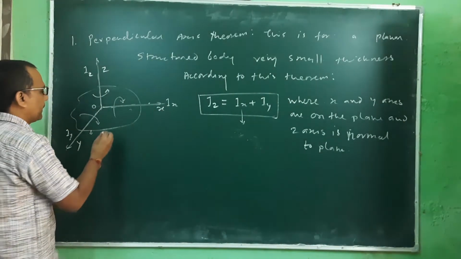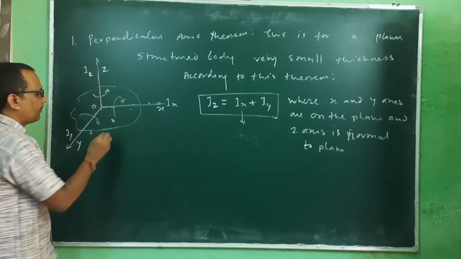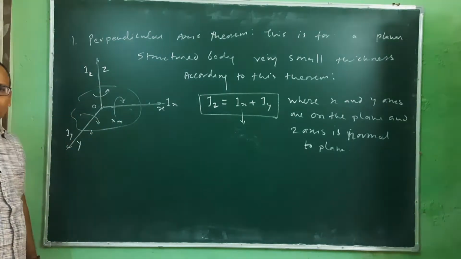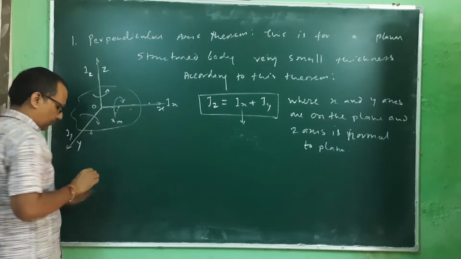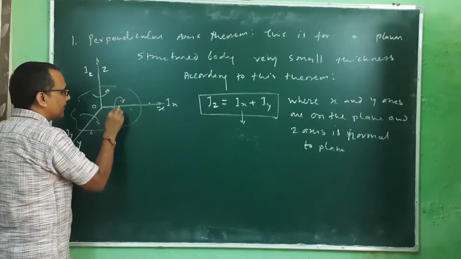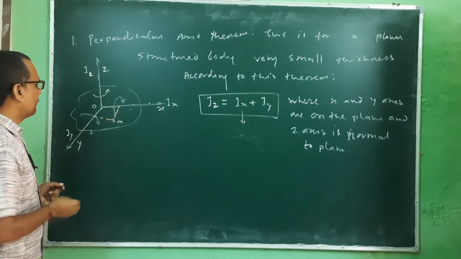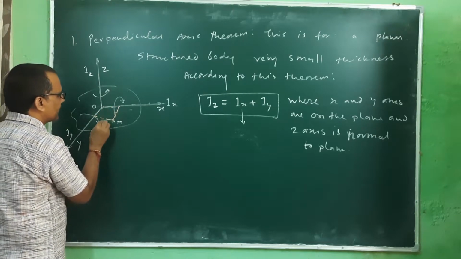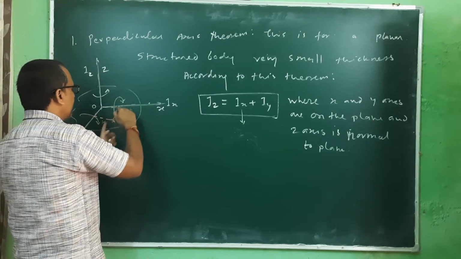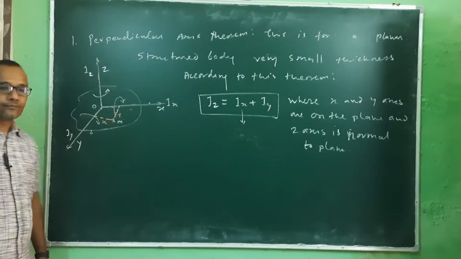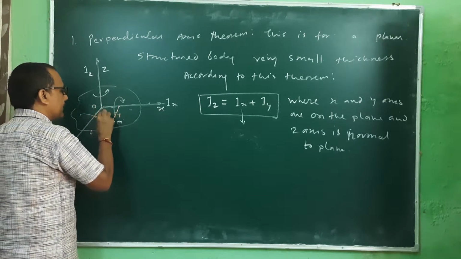And the derivation is very simple. Let's say this is one particle of mass m, and let's join this. So this is x, and this is y, so this will be y, and let's say this is now z.